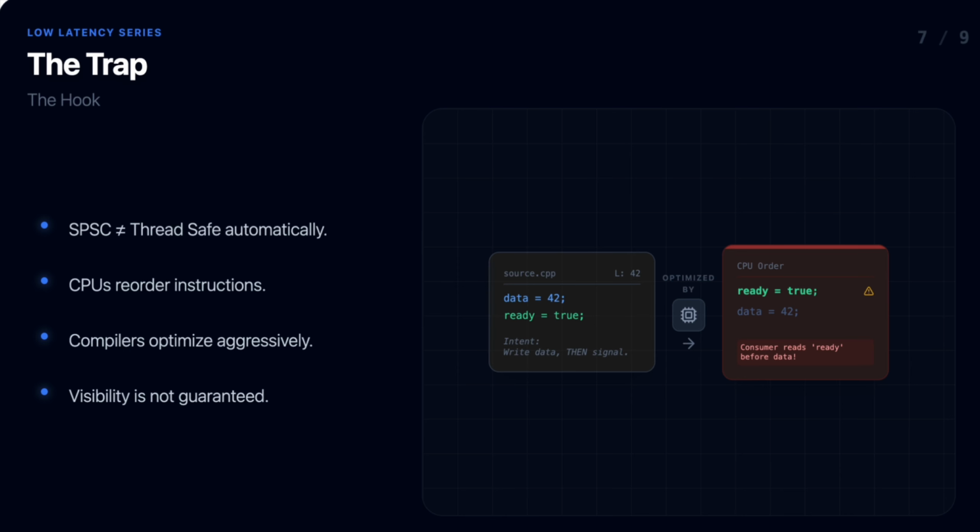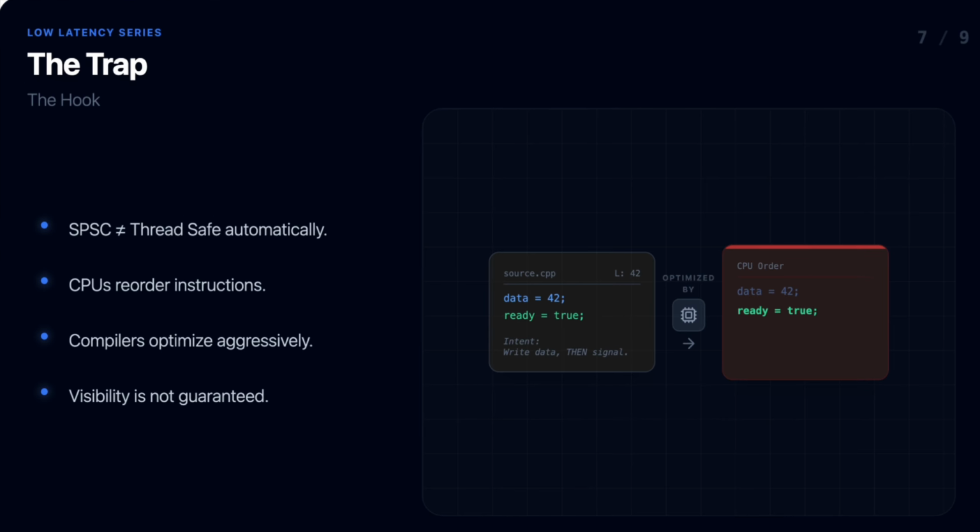Okay, now we have talked about all the pros of SPSC. Let's talk about some cons. It's very tempting to think that because there is only one producer and one consumer, an SPSC queue is automatically thread safe. That assumption is wrong. It's because of CPU and compiler reordering. Compilers and CPUs are allowed to reorder operations, and writes made by one core are not guaranteed to be visible immediately to another. Without explicit synchronization, there is no guarantee of ordering and visibility. SPSC removes contention, but it does not remove the memory model.